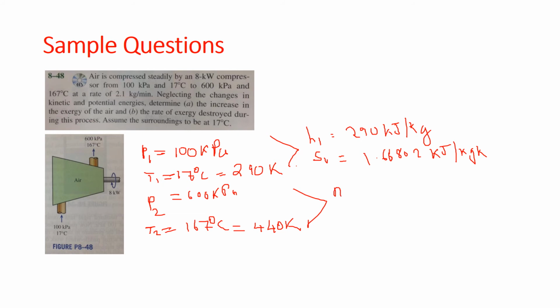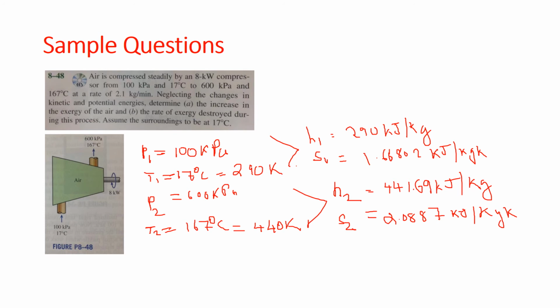And similarly H2 and S2. So this is the inlet state and this is the exit state. So we found H2 as 1.69 kilojoule per kilogram, and S2 as 2.0887 kilojoule per kilogram. So H1, S1, H2, S2, everything is found.